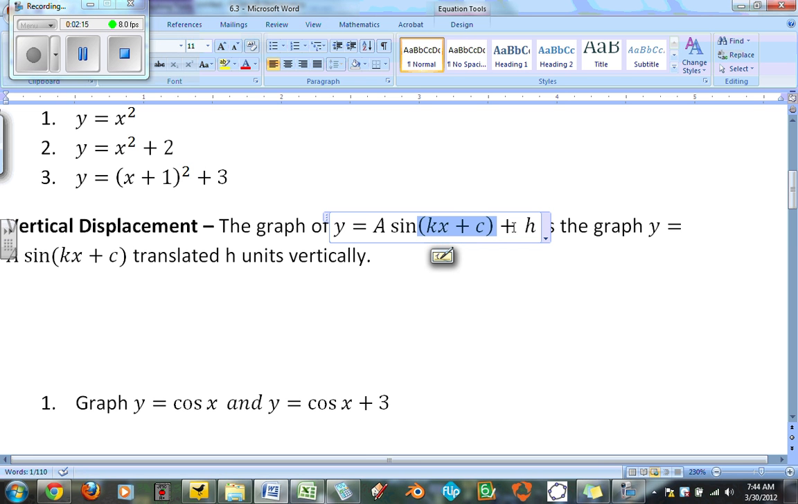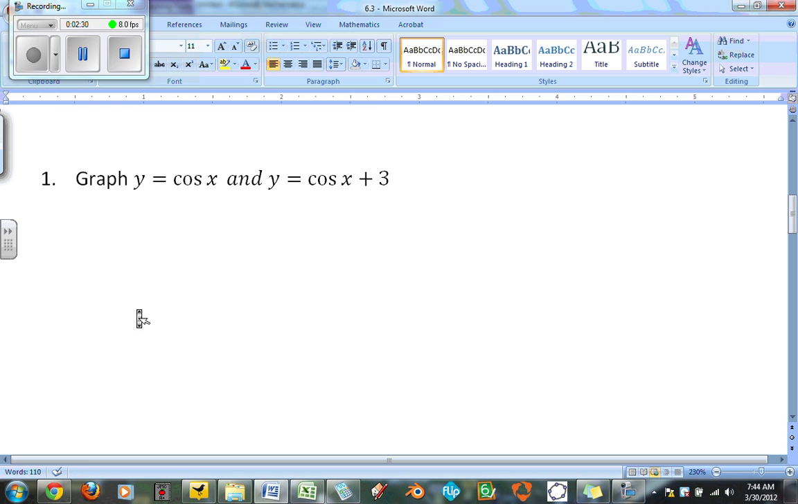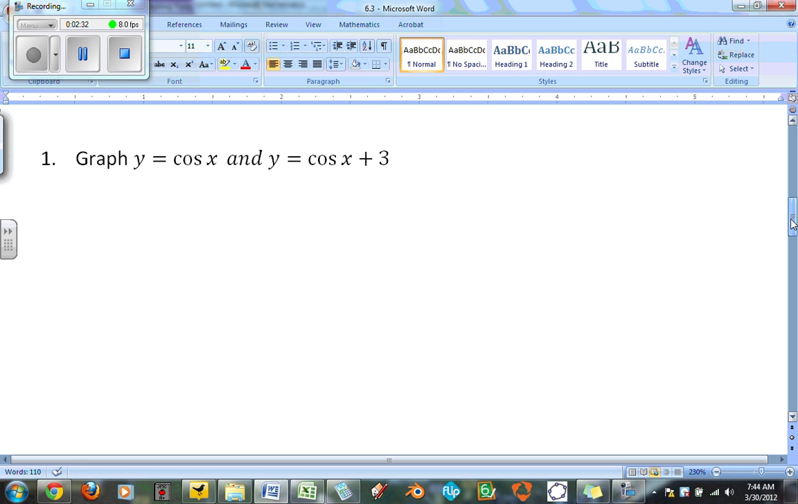Well, we can also move it up and down. This was moving it left and right inside the parentheses. Moving up and down is outside the parentheses, and it goes the same way as what our sign is indicating. So all we do is translate it up. Here I have one example for you, a pretty simple example. Graph y equals cosine x, and y equals cosine x plus 3, just to show you how this works.